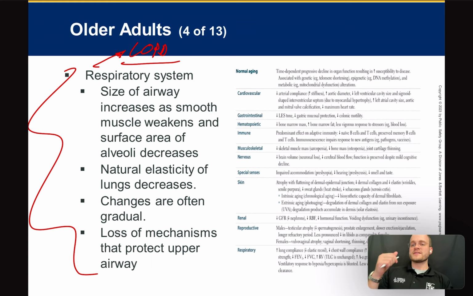An increase in the size of the airway as smooth muscle weakens, and surface area of alveoli decreases. Emphysema, that's under COPD. Natural elasticity of the lungs decreases. Emphysema, that's COPD, right? Changes are often gradual. Boom, so is COPD. Notice the word C, chronic, right? Loss of mechanisms to protect the upper airway. Boom, COPD, that's more of a bronchitis thing. But what I'm saying is, if you can say, oh, old people have COPD, even if they didn't smoke, they still have a form of COPD generally. You'll get these questions right.